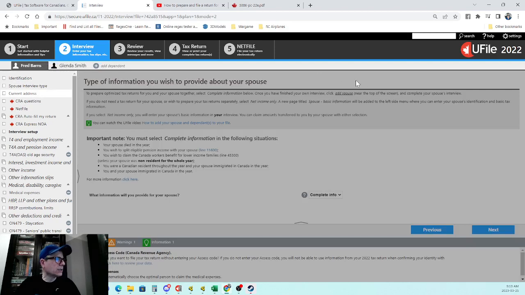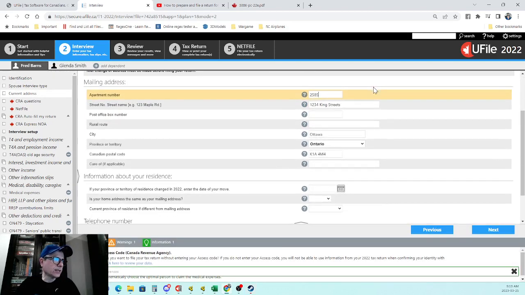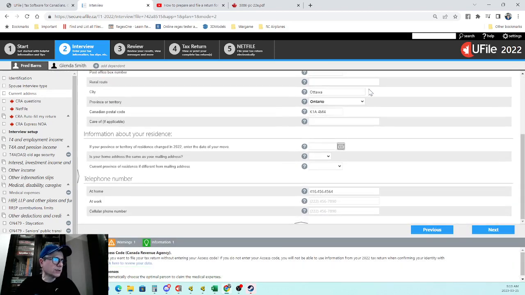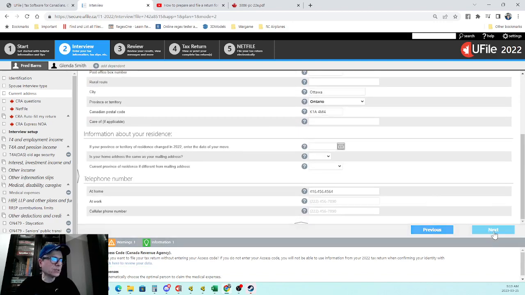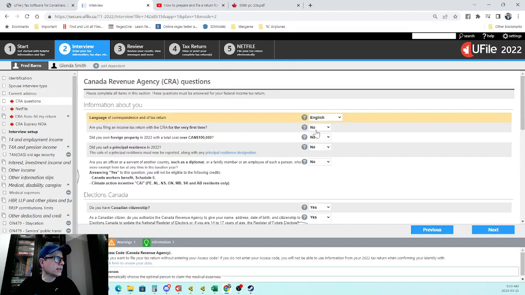Then you need to clearly identify the address of the taxpayer, that they're living in Ontario, and provide their phone number for all intents and purposes. Go next, and answer on a yearly basis all the essential CRA questions. We cannot carry forward that information because CRA requires us to ask that information from each taxpayer year after year, although at times they may seem redundant. And those questions are your language of correspondence.